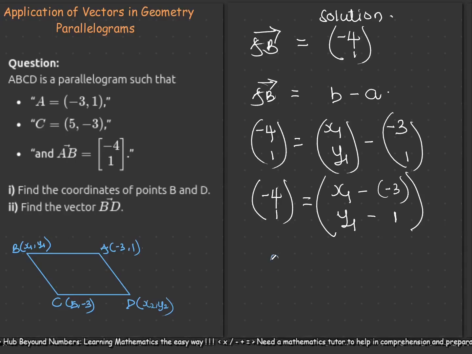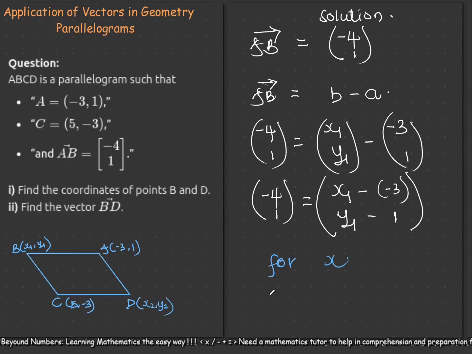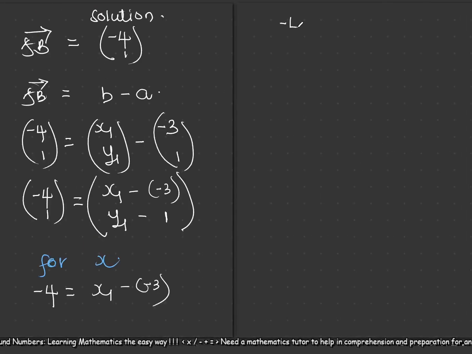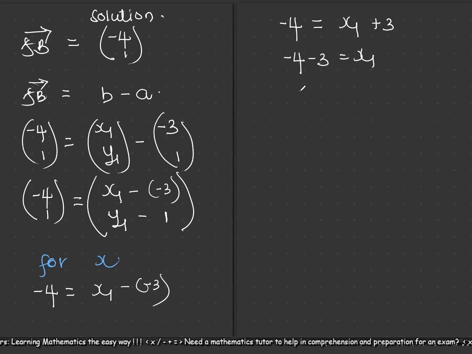So for the x component, we have -4 equated to what we have here, so that -4 equals x1 minus -3. Evaluating further, -4 is equal to x1, and then this becomes a positive 3. Hence, making x1 the subject, we have negative 4, then our positive 3 moves to the other side to become a negative 3. So -4 minus 3 equals x1, which gives us a negative 7 equals x1. We have our x1 now.